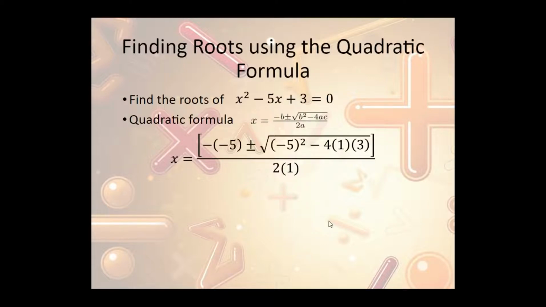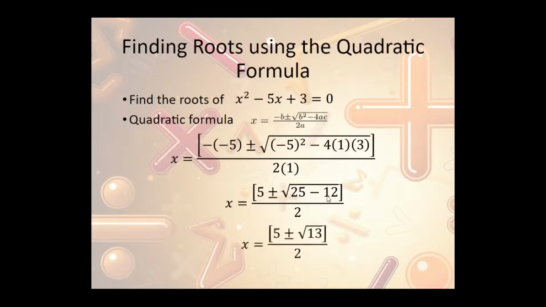Now we can go ahead and start to work the problem. Negative negative 5 is just positive 5. Negative 5 squared is positive 25. And then negative 4 times 1 is negative 4, times 3 is negative 12. And then 2 times 1 is 2. So we end up with this. Now we just simplify under the radical. 25 minus 12 is 13. So we get 5 plus or minus the square root of 13, over 2. Now, notice there is no perfect square root of 13, so we just leave it as is.